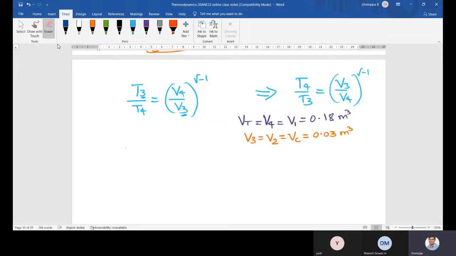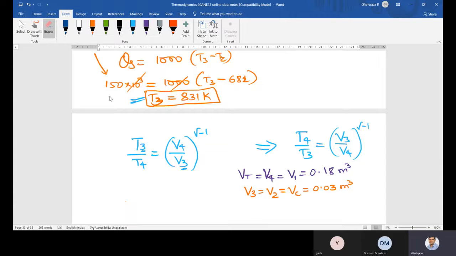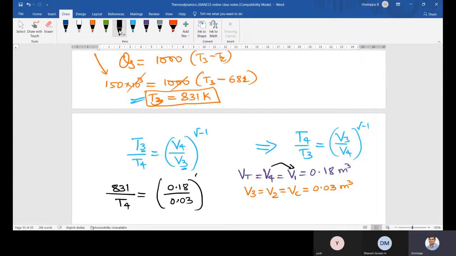Let me substitute. What is T3? 831. Substitute as 831. 831 divided by T4, which is unknown. How much is V4? V4 is equal to V1, which is 0.18, divided by Vc, which is 0.03, to the power of 0.4. Why is it 0.4? Gamma is 1.4 minus 1, so it is directly 0.4.